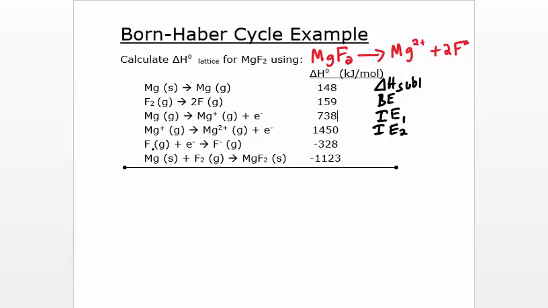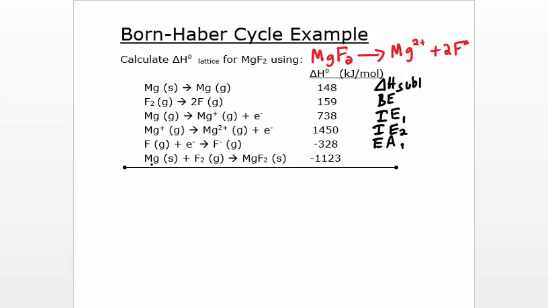Now the next part is going from a single fluorine atom in the gas phase to an F minus, the fluoride ion, by adding an electron. So that's representing the affinity fluorine has for an electron. We call that the electron affinity, EA, for fluorine, and we can put a 1 there for the first electron affinity. That's a negative value. It actually gives back energy to do that, becomes more stable.